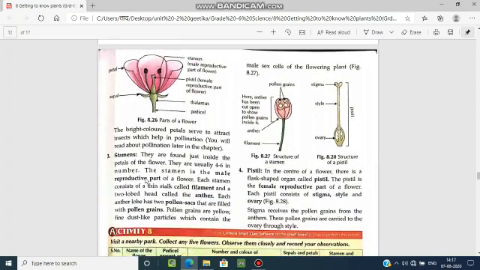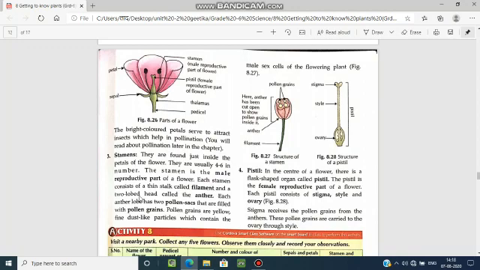Stamens, they are found just inside the petals of the flower. These are the stamens, this part and this part. They are usually 4 to 6 in number. Their number is generally 4 to 6. The stamen is the male reproductive part of a flower. This is the male reproductive part of a flower.